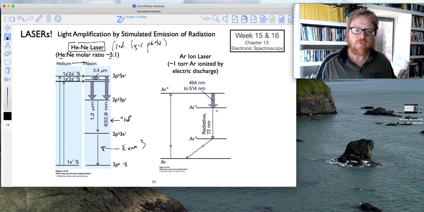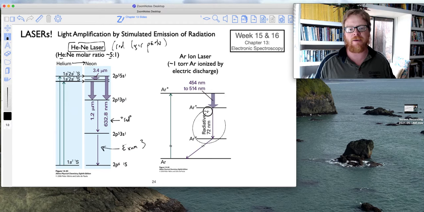Okay. You can typically get a strong line, 554, 450 to 5. You can get a pretty typical strong line with a range depending on how much of the argon plus you've ionized. But the main argon line that you get is this 72 nanometer. So that's a vacuum ultraviolet laser.